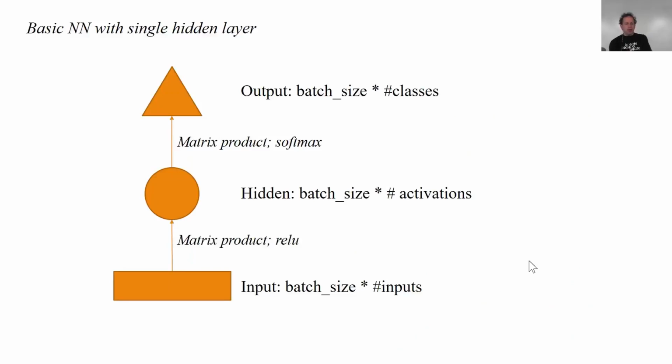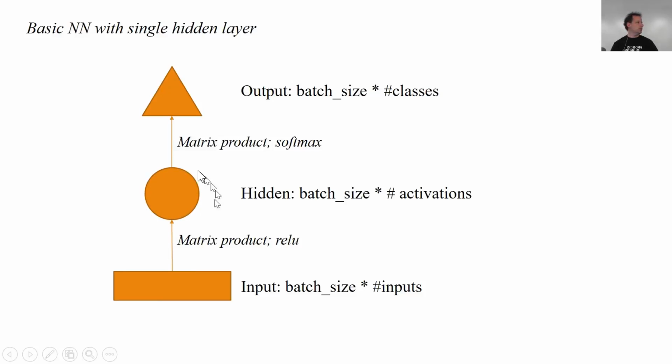Okay, so we're going to start with something that's not an RNN, and I'm going to introduce Jeremy's patented neural network notation involving boxes, circles, and triangles. So let me explain what's going on. A rectangle is an input. An arrow is a layer.